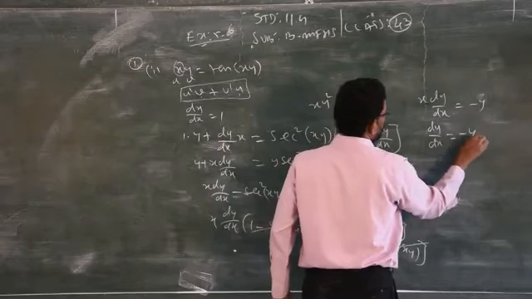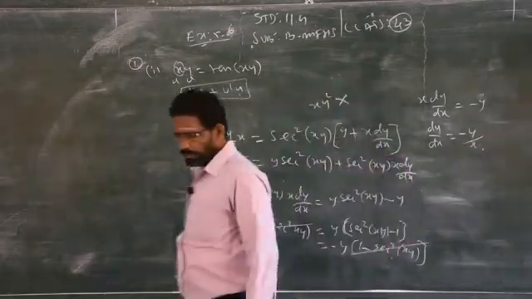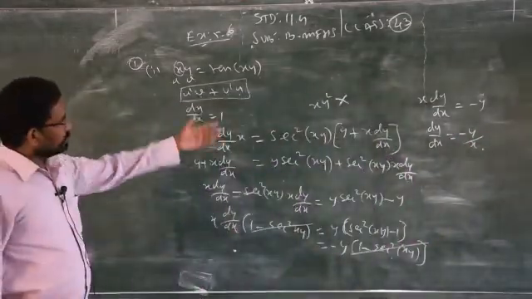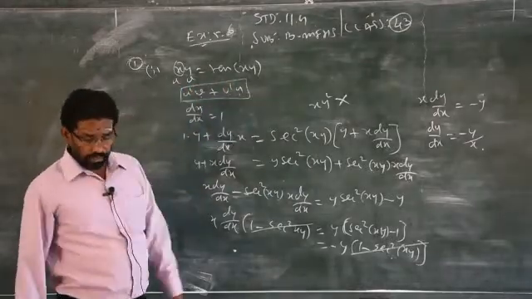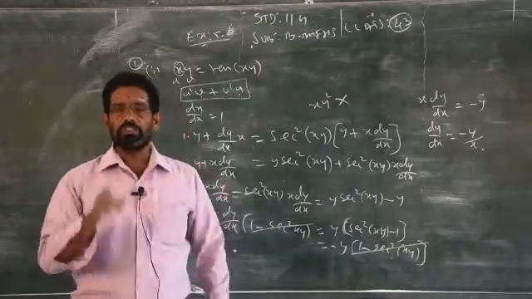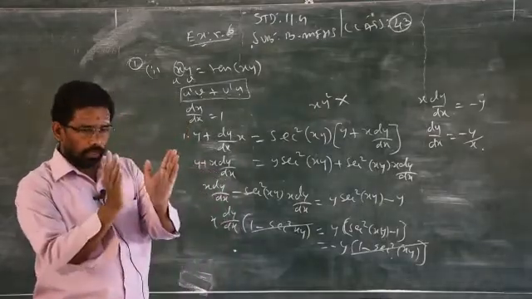dy by dx is equal to minus y by x. Hence proved. Clear? This is your answer. Just apply the UV method. Remember, if you see the ratio format anywhere, first you simplify the ratio, then you go inside the bracket.